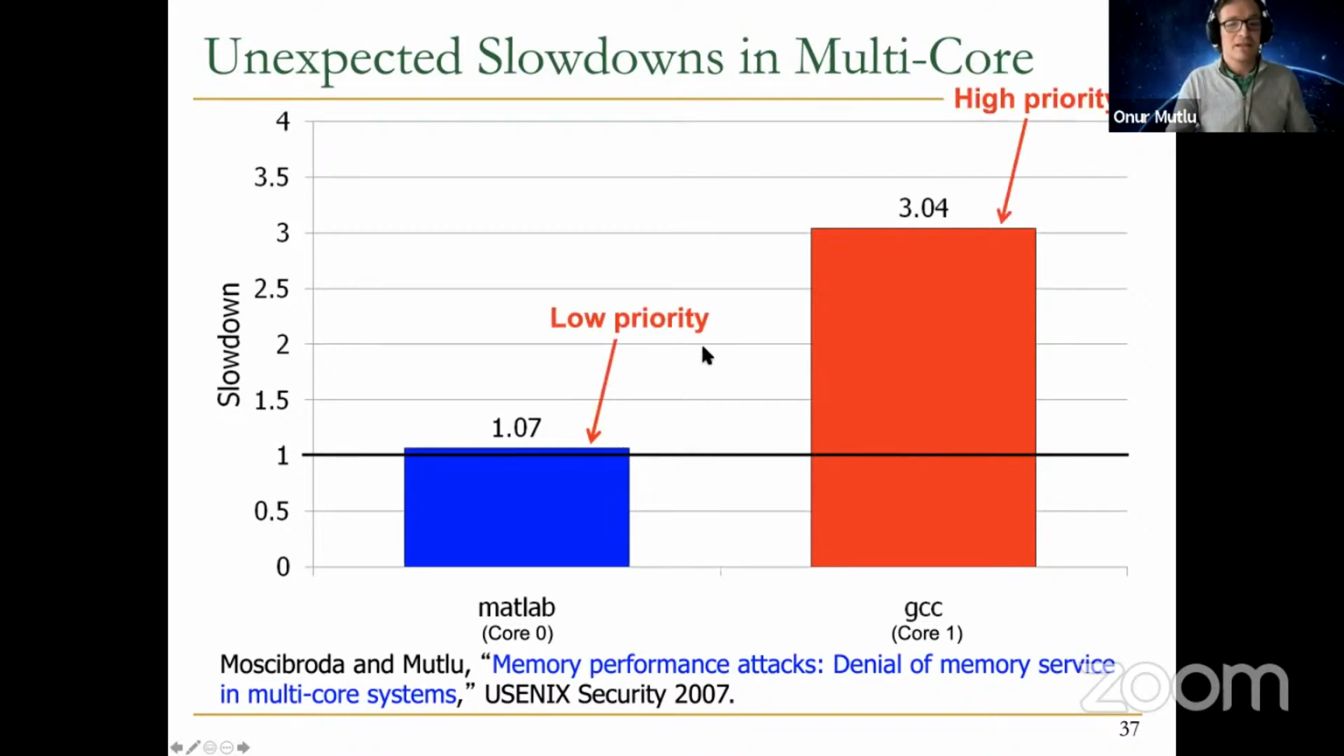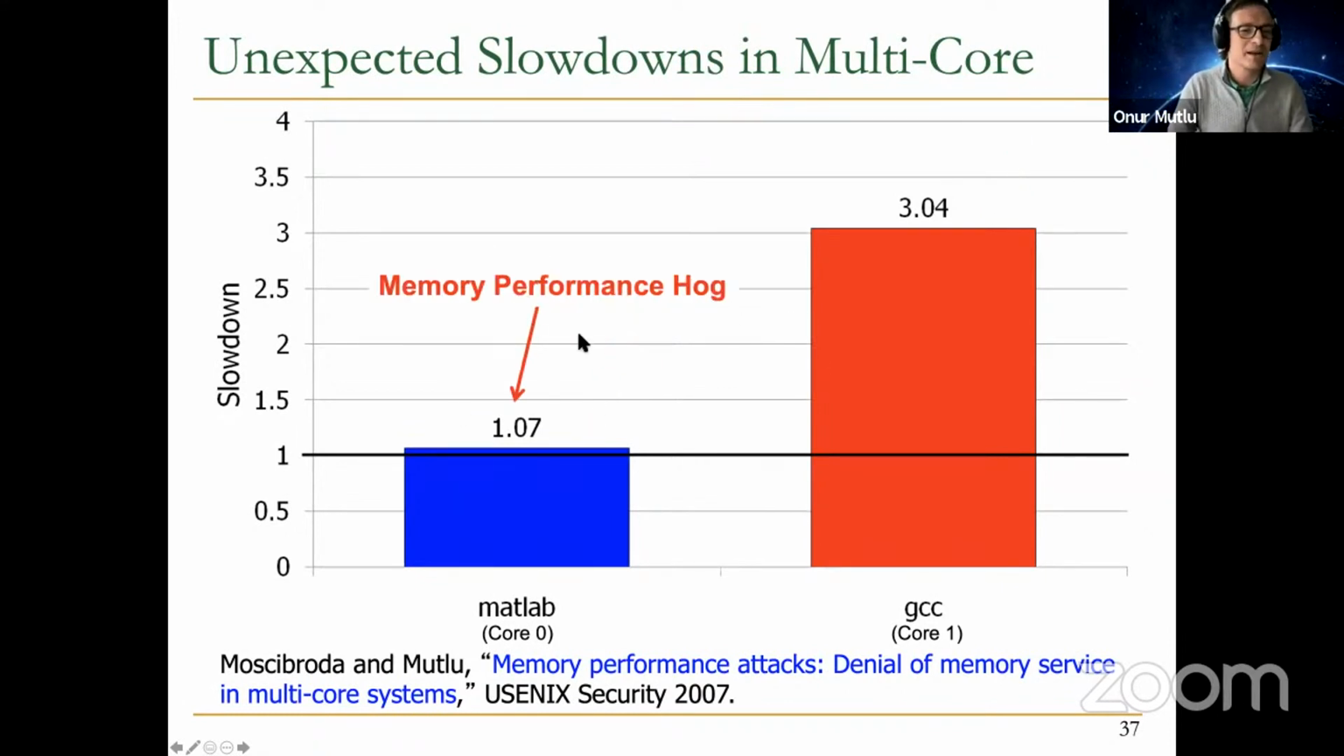Okay, so you go and say, oh, maybe I did something wrong in the operating system. The operating system is somehow not scheduling GCC or not prioritizing GCC. And you go into your favorite operating system, and you change the priority and make MATLAB low priority and make GCC high priority, and nothing changes, which indicates that it's not an operating system level problem. Okay, so we call this a memory performance hog.